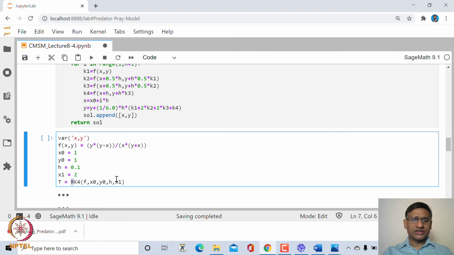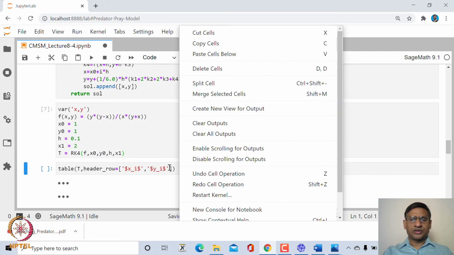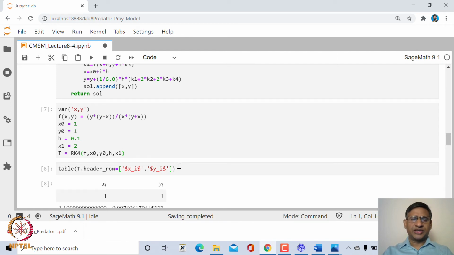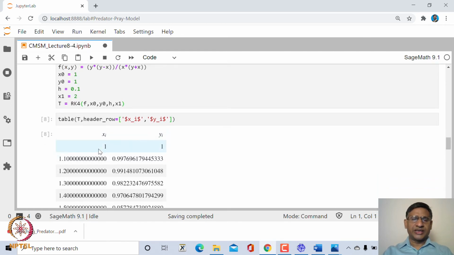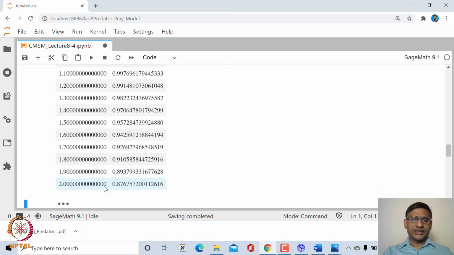So let us call this method and store this set of points in capital T, and now we can tabulate the x_i and y_i, and these are the approximate values of y_i. The last value is 0.8767, right.